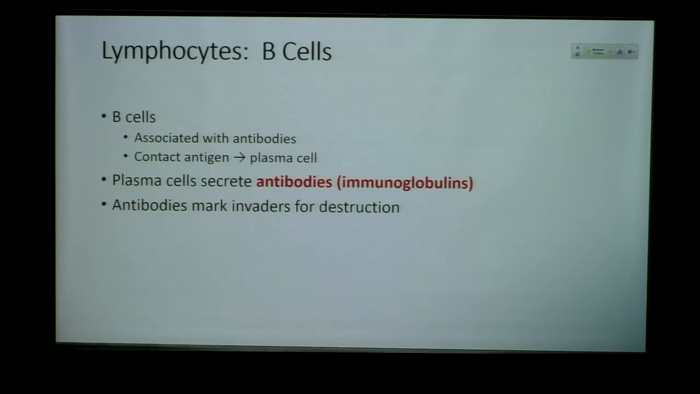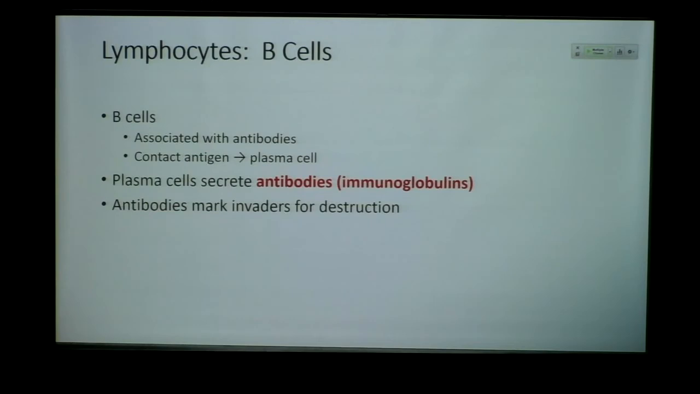Okay, so let me slow down here. Let's describe what an antigen is. So an antigen is anything that the body detects as being foreign. Most viruses, like coronavirus, or most bacteria, have something on their cell membrane that the body can identify as being not of self, okay? And that is what we call an antigen.